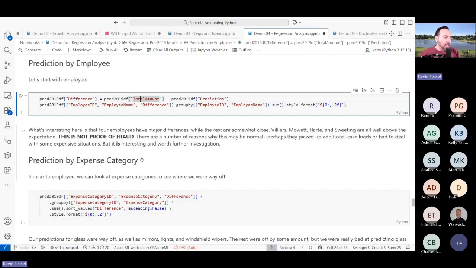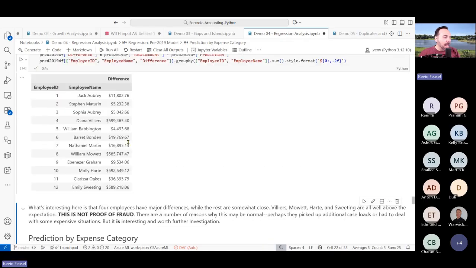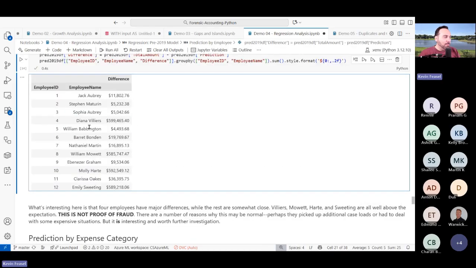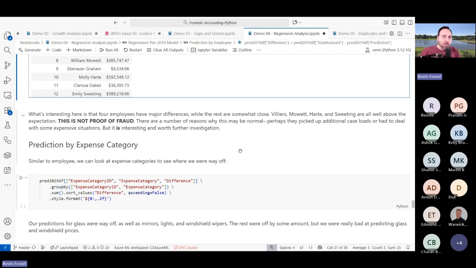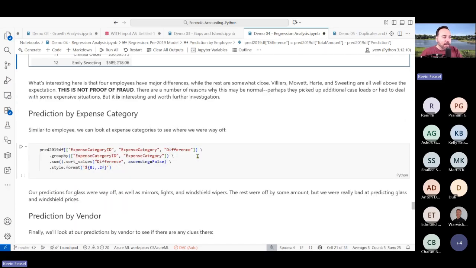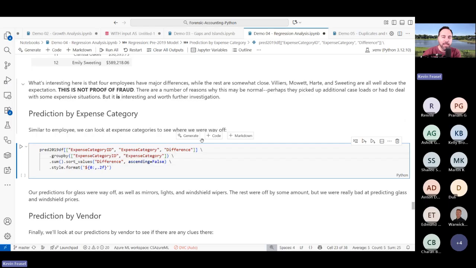If I look at predictions by employee, I see differences. I see a few employees have these major differences, like $600,000 differences for these 4 employees. Everybody else is relatively close, within 5, 10,000, maybe $20,000. That's, again, not proof of fraud, but it is very interesting. It's quite interesting to see, why do we have 4 employees whose behavior is roughly an order of magnitude different from everybody else? So we might want to ask, we might want to try to find an explanation, and we'll keep digging to see if we can find the explanation.